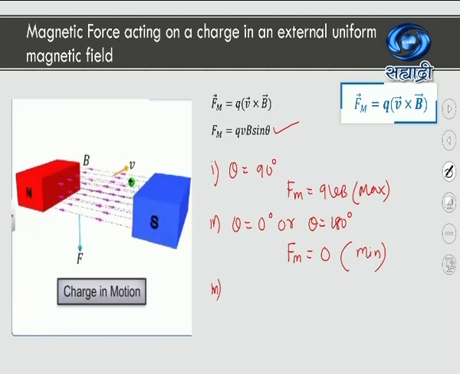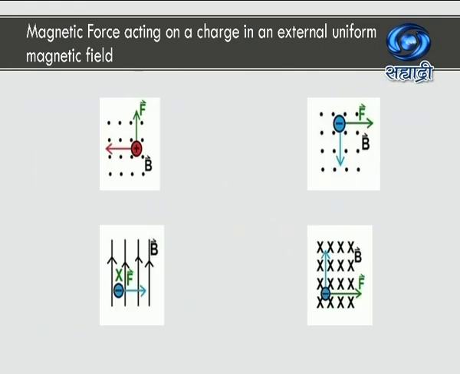Case 3. In the third case, instead of changing the angle, let me have the charge at rest in the external magnetic field. I mean, the charge is not moving. If velocity is 0, then magnetic force Fm should also be equal to 0. So, the magnetic force experienced by a charge not only depends on theta, but also on whether the charge is moving or is at rest. Magnetic force acting on a charge in an external uniform magnetic field.